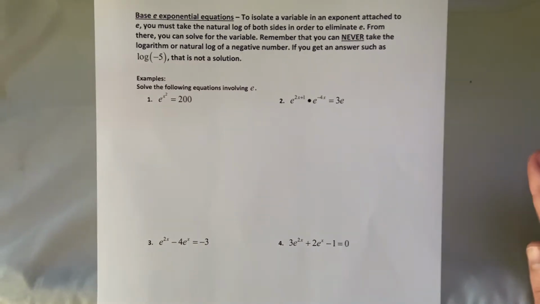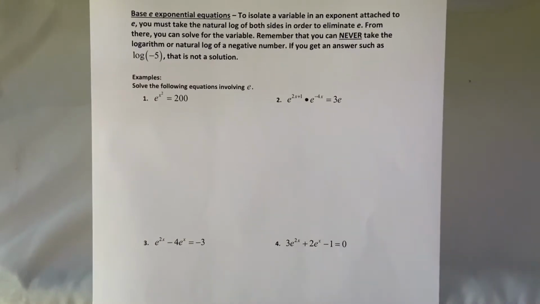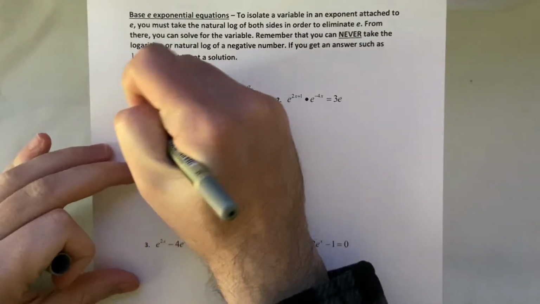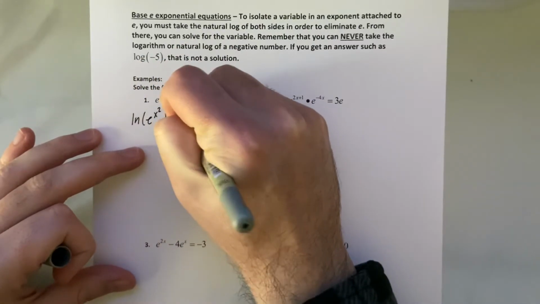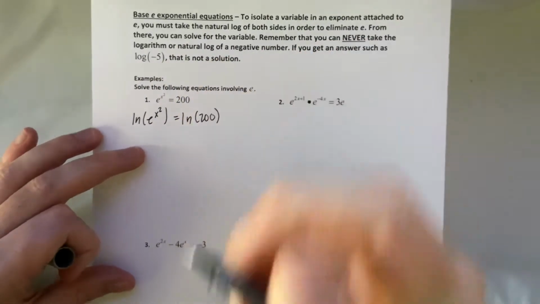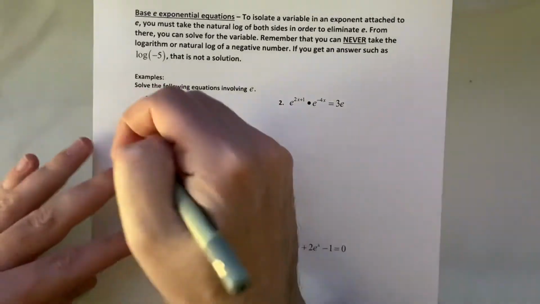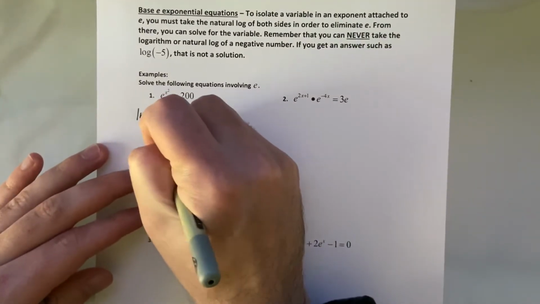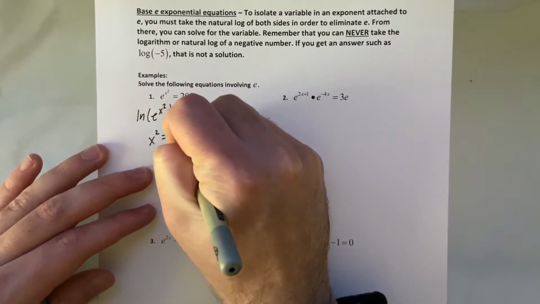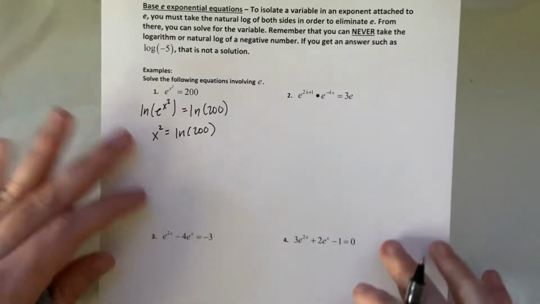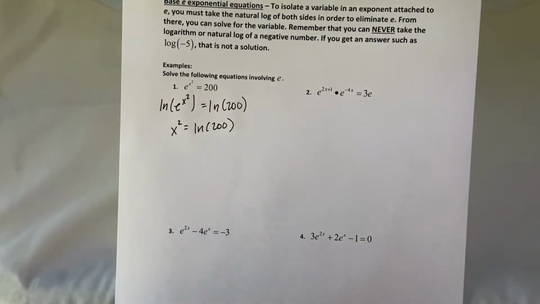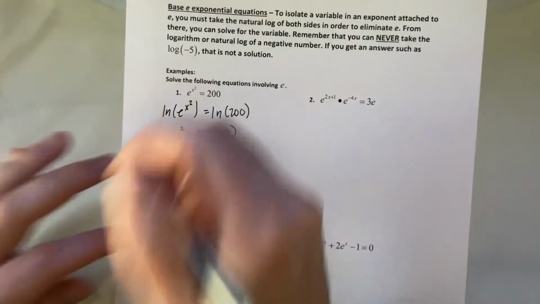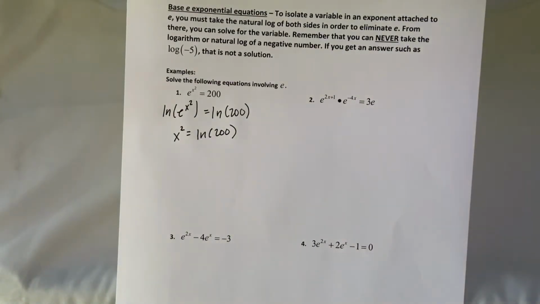So on number 1, the e's are already by themselves, so we can take the ln of both sides. The ln of e to the x squared equals the ln of 200. On the left side, this gives us x squared equals the ln of 200. So the ln and the e will cancel, and the x squared would have come out in front before that happens.